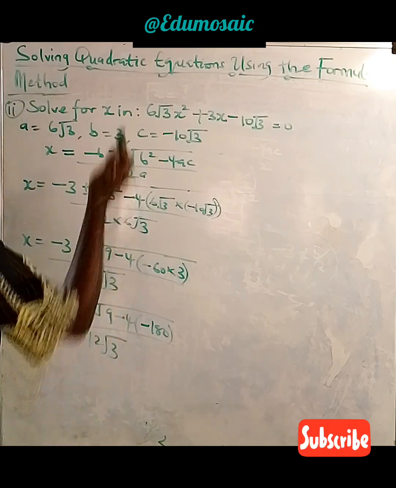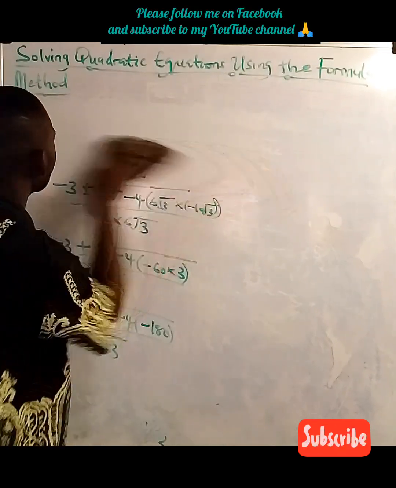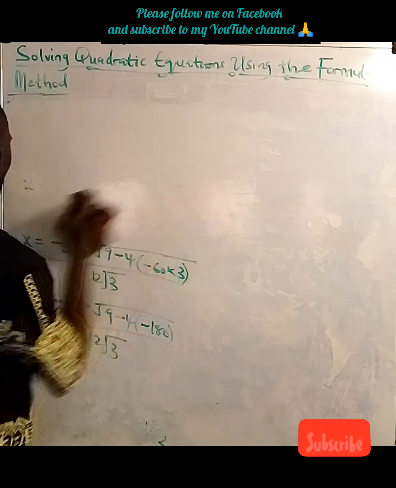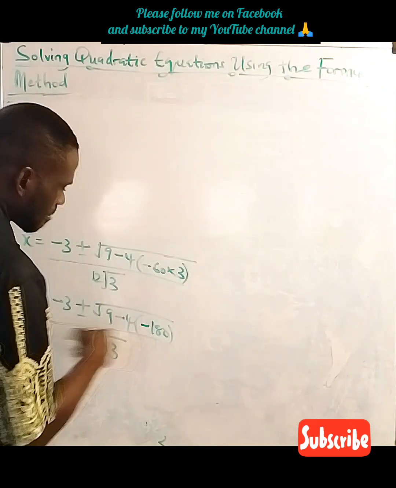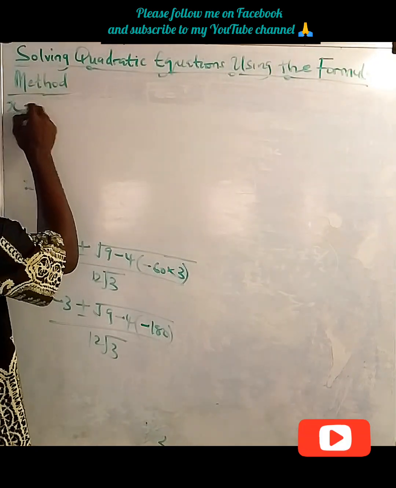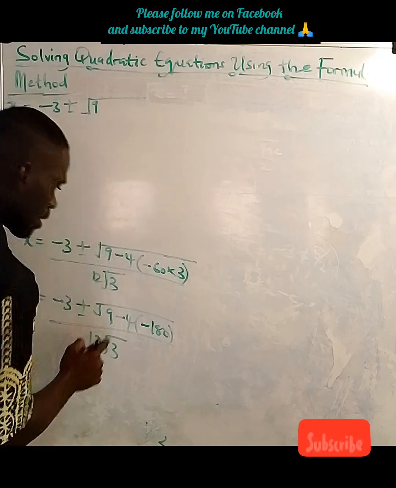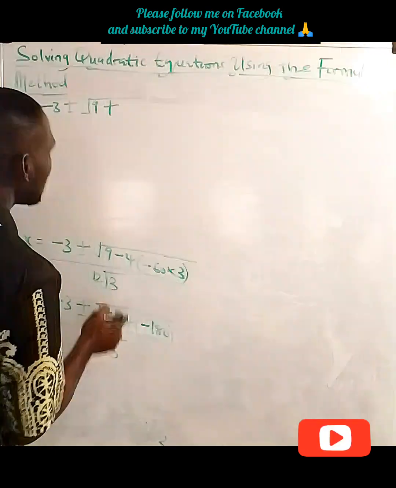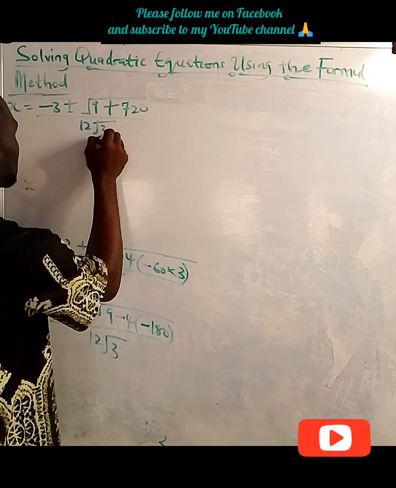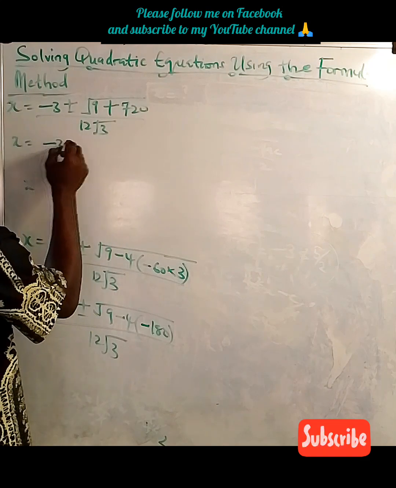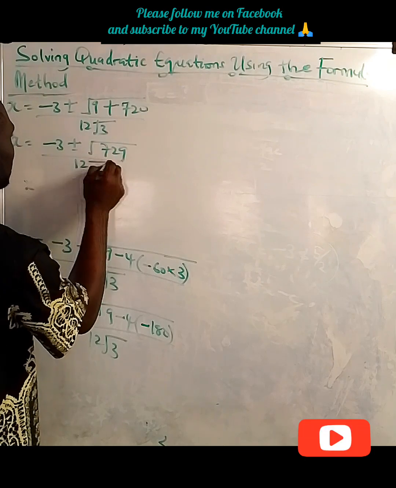You're very close to getting the values of x. So we have x equals minus 3 plus or minus the square root of 9 minus 4, open the bracket, minus 180, over 12 root 3. So x is going to be equal to minus 3 plus or minus the square root of 9, minus times minus is positive, that's plus 4 times 180, which gives us 720, over 12 root 3. We're not far from the values of x. Now 720 plus 9 is 729 over 12 root 3.